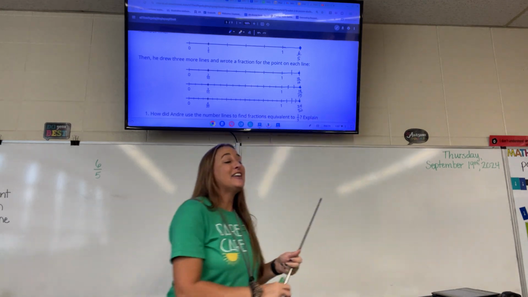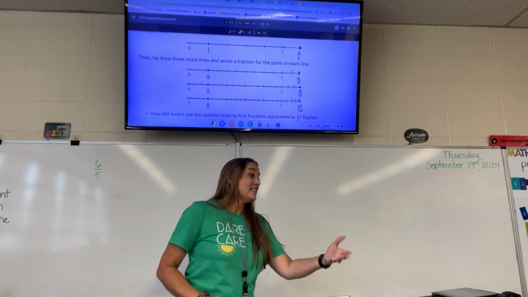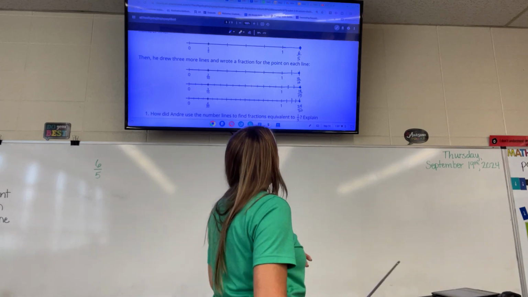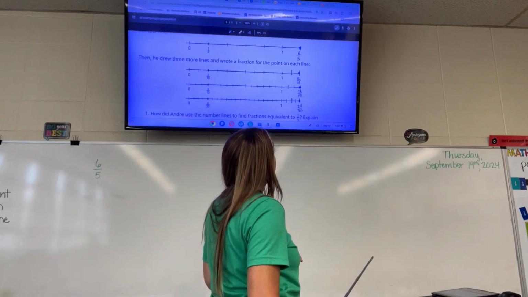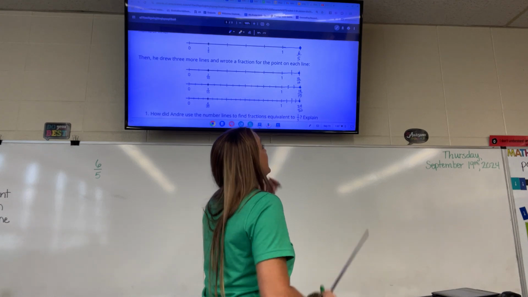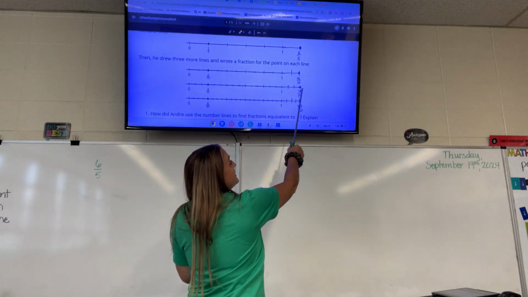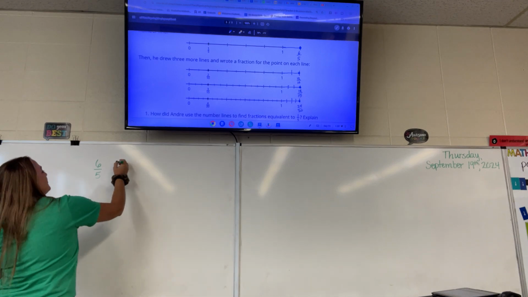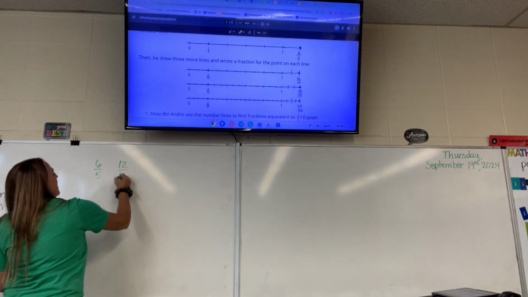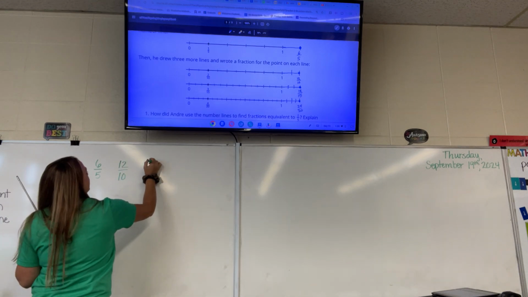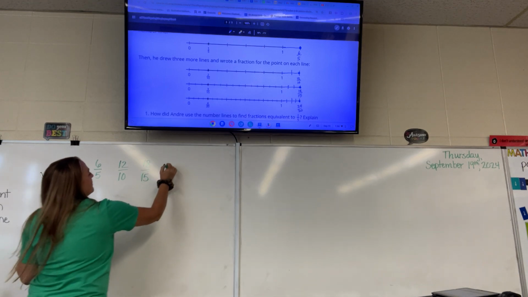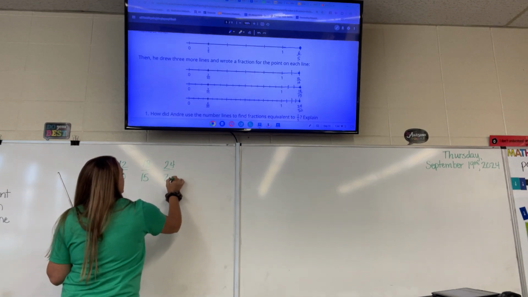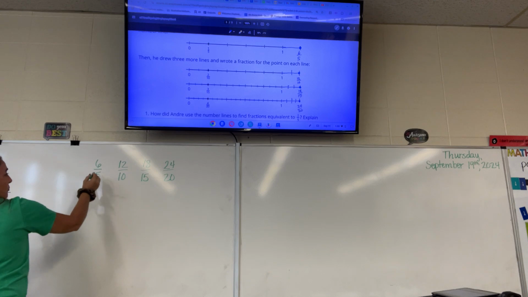Okay, and you know what? That's exactly the process. I was gonna say that it goes like 12 plus 12 would be 18, but no, it isn't. So it doesn't double there, but let me show you what it does do. Okay, so we have 6/5, 12 tenths, and then we have 18 fifteenths, and then we have 24 twentieths. Now watch this.